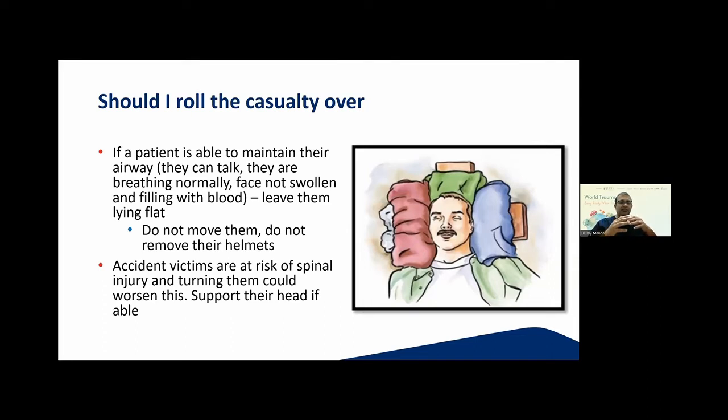So at the same time, turning them and putting them in a lateral position, which is a common teaching in many first aid courses in trauma patients, could put them at risk of spinal injury as well. And you would need quite a bit of support if you were to do this.